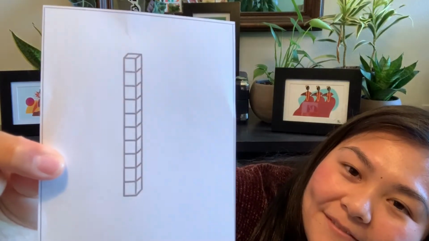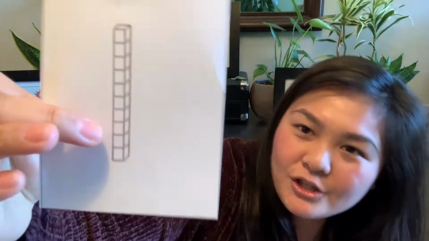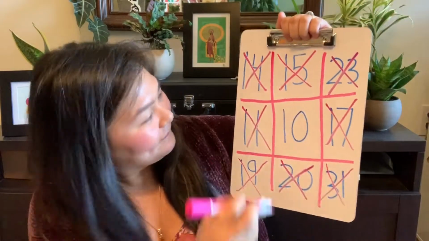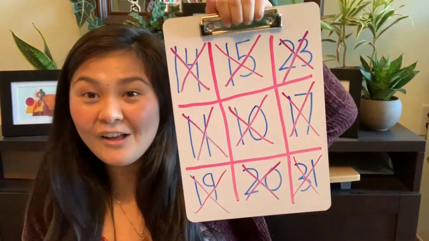How many do you see? Oh, I don't see any ones, but I see 1 10 stick, which is a group of 10. So I know right away that number is 10. I'm gonna cross out 10. Oh, and that's my last number. And I got them all.